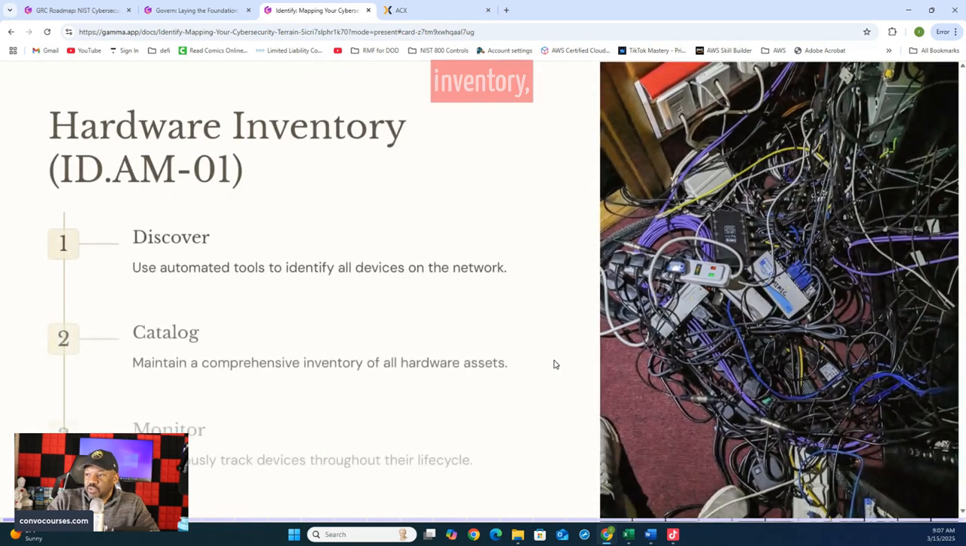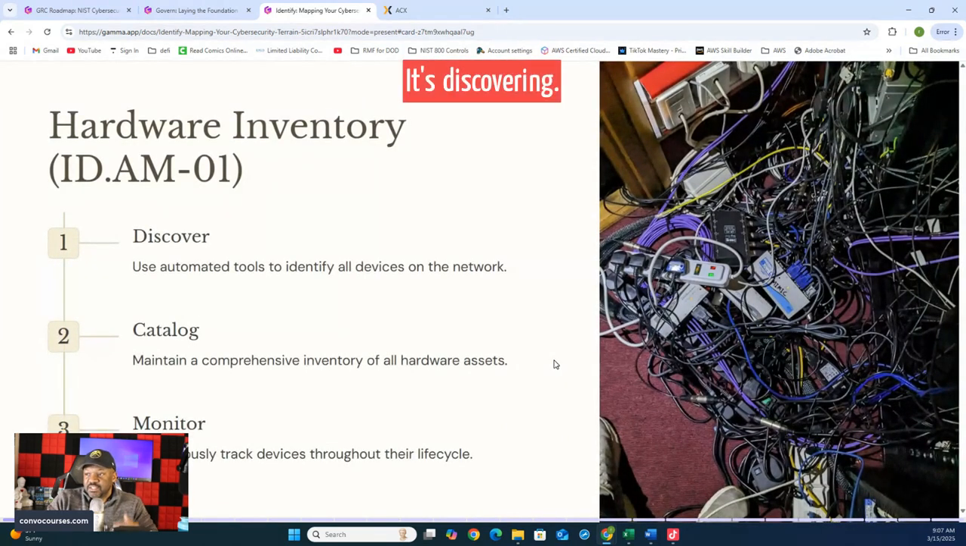So hardware inventory, what is it? It's discovering, I mean, it's pretty self-explanatory. What servers, what laptops, what desktops do we have in our environment? And you should have an inventory, a catalog, a database that tracks each and every piece of equipment that's coming in and out. And organizations do this in different ways. It's very, very important to know what hardware you have and what's on your network, what's in your enterprise.